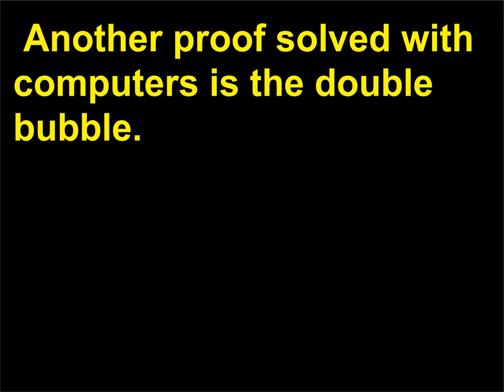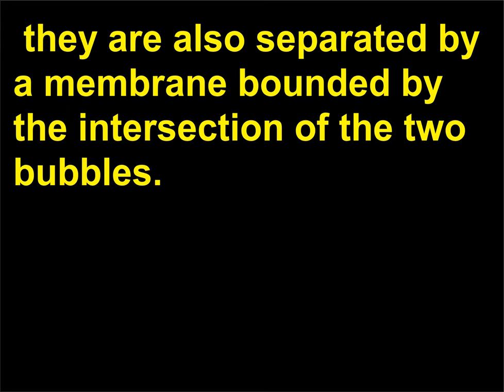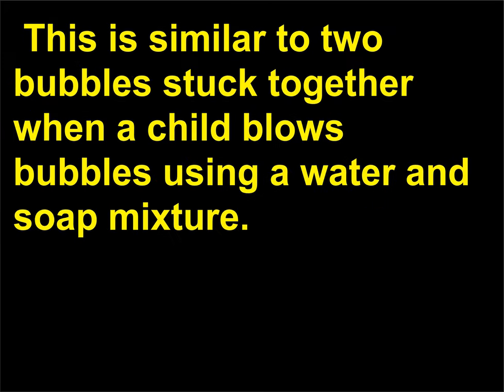Another proof solved with computers is the double bubble. The double bubble refers to a pair of bubbles that intersect. They are also separated by a membrane bounded by the intersection of the two bubbles. This is similar to two bubbles stuck together when a child blows bubbles using a water and soap mixture.